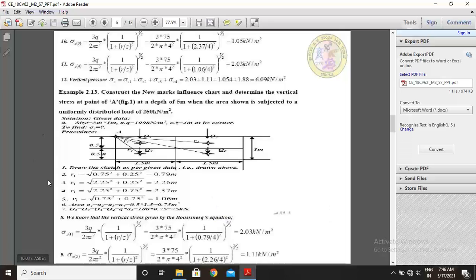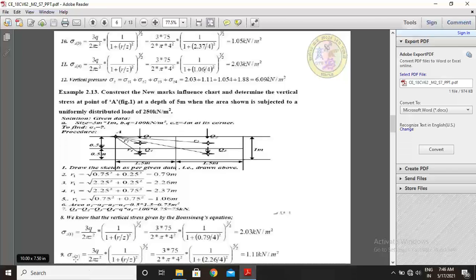Now next step, you use the Boussinesq equation to calculate the sigma z values. Same steps as the above problem: sigma z equal to 3q by 2 pi z square into 1 by 1 plus r by z square whole to the power of 5 by 2. In this equation you calculate for each rectangle. Here q is 75, z is 4, r is the radial distance 0.79 divided by z is 4. While solving this equation we are getting 2.03 kilonewton per meter square.